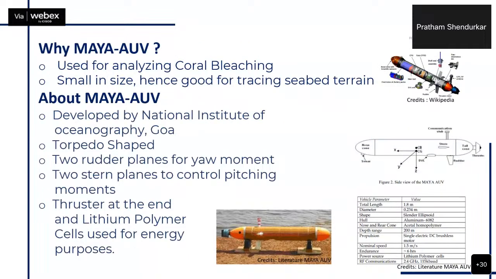The first part is the model. We chose the model of the Maya AUV because it is used for coral bleaching. The reason why we are using this AUV is because it is good for tracing the seabed terrain. It is very small in size and weighs around 55 kgs, which is the least among all the AUVs. Maya AUV is developed by the National Institute of Oceanography, Goa. As we can see from the picture, it is torpedo shaped with two rudder planes, which are used for yaw movement, and two stern planes to control the pitching moments. It also has the thruster at the end and lithium polymer cells, which are used for energy purposes.